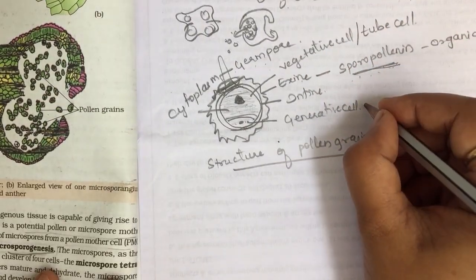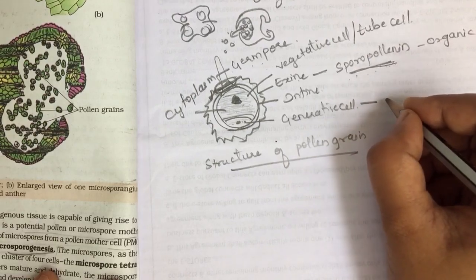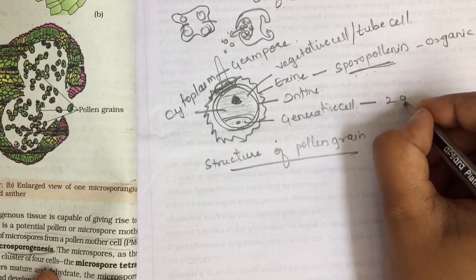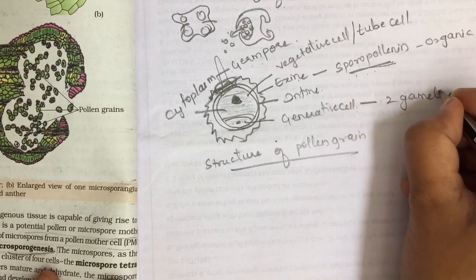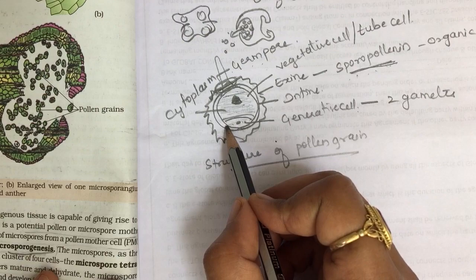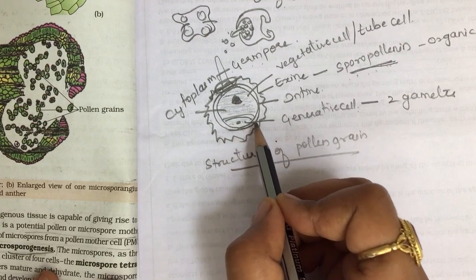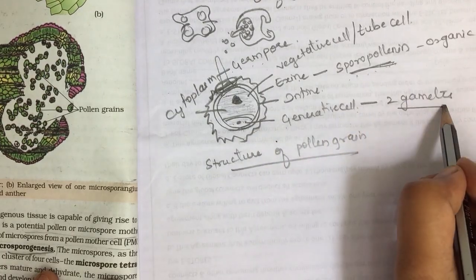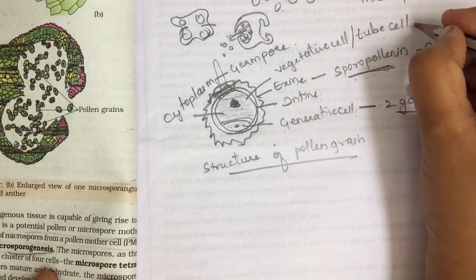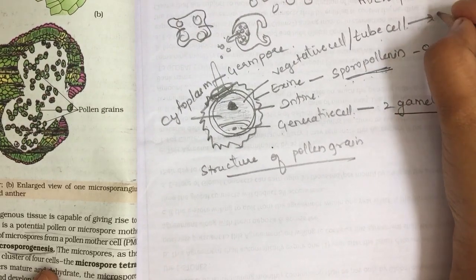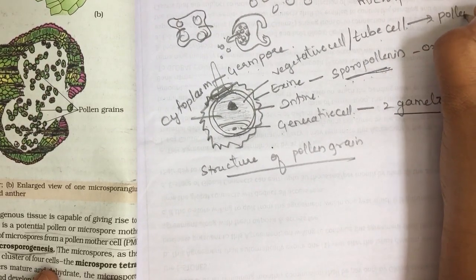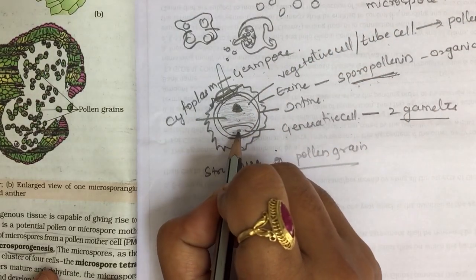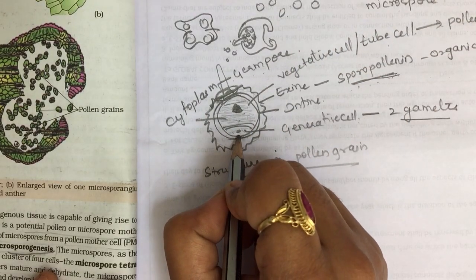Okay. Generative cell is used for the formation of gametes. Generative cell is helpful for the formation of two gametes. We said pollen grain is a male gametophyte. Pollen grain is not a gamete, it carries gametes. So like that you will find generative cell will form two gametes. Vegetative cell or tube cell is used for the formation of pollen tube. Pollen tube is formed from the vegetative cell. Male gametes are formed from the generative cell.